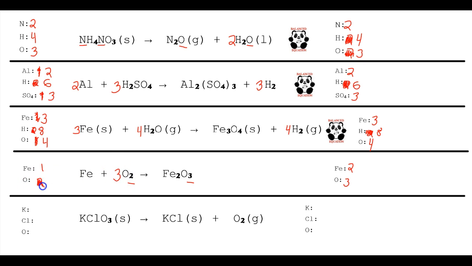So I'm going to put 3 here on the left to bring it to 6 oxygens, put 2 on the right to bring it also to 6 oxygens. Of course, that's going to mess up the iron, bring it up to 4, but that's easily corrected by putting a 4 for the coefficient right there. I am now balanced.